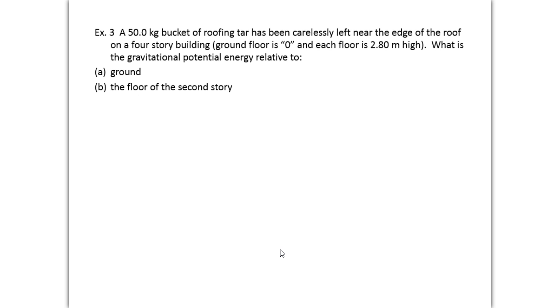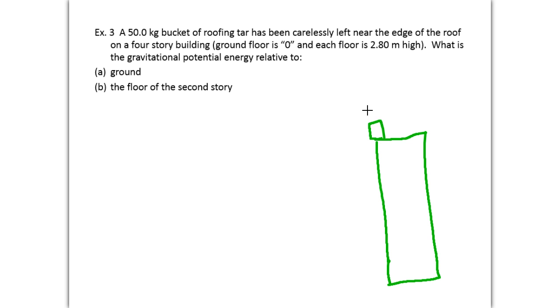Now you have a 50 kilogram bucket of roofing tar that's been lifted near the edge of a roof on a 4-story building. The ground floor is considered zero, and each floor is 2.8 meters high. What's the gravitational potential energy in each of the two cases? In reference to the ground, and then from the floor to the second story. So if you need a little diagram to help you out, your job is you're up on the building, and you've got to retile the roof. So there's a bucket of roofing tar left here.